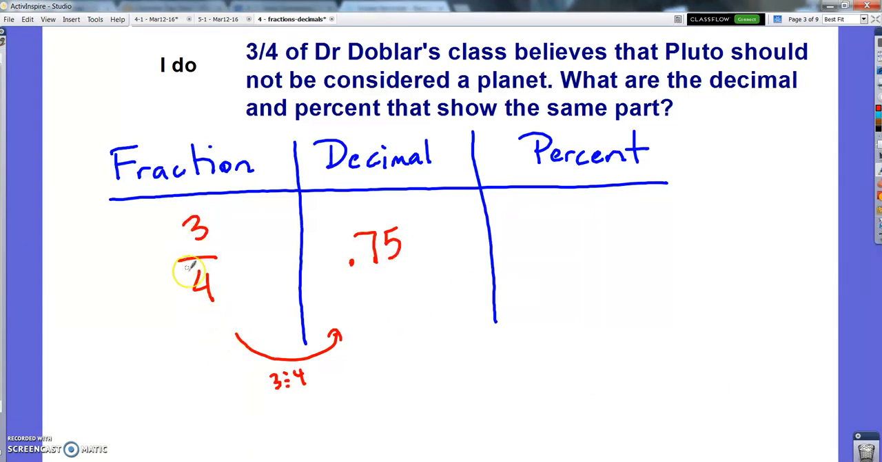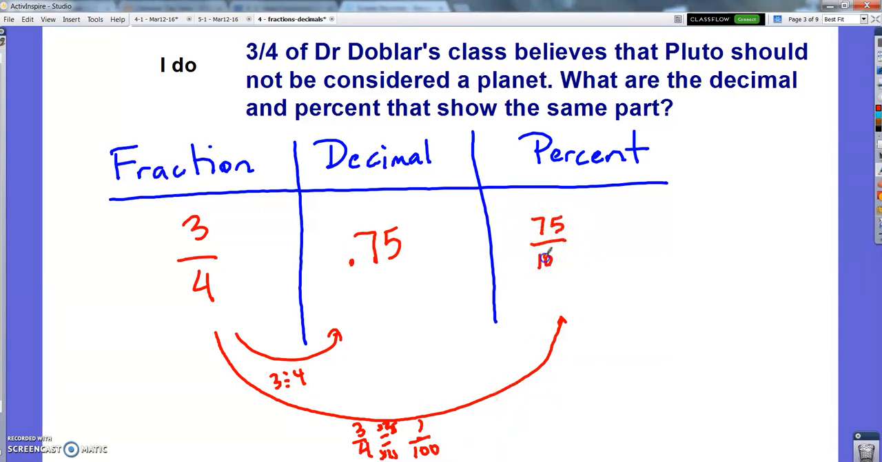And to go to a percent, we have lots of strategies to change to an equivalent fraction or an equivalent ratio. So we want to know 3/4 for a percent is equal to what out of 100? And 4 times 25 makes 100, so 3 times 25 is 75, so I would say that that is equal to 75 out of 100, or 75%.